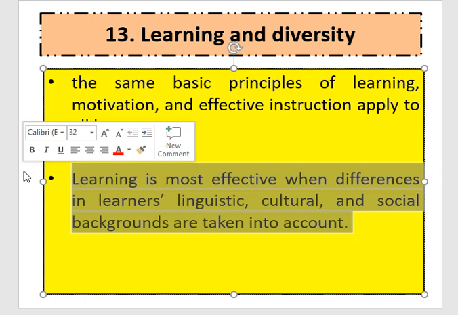So, according to this principle, dapat mong siguraduhin na kung ano man yung approach mo or kung ano mang activity na ibibigay mo inside the classroom or in the teaching and learning process, you are also considering na iba-iba yung gusto ng mga mag-aaral mo.